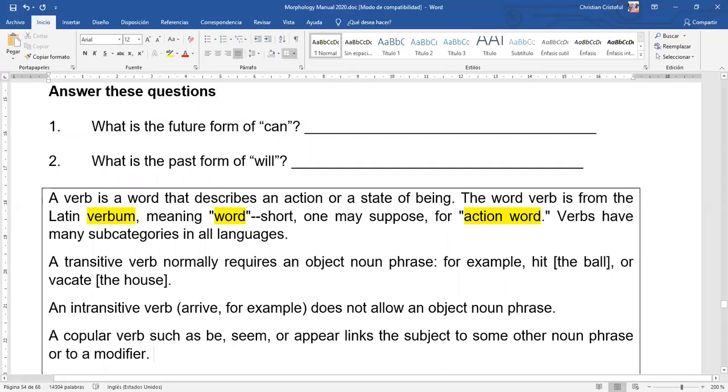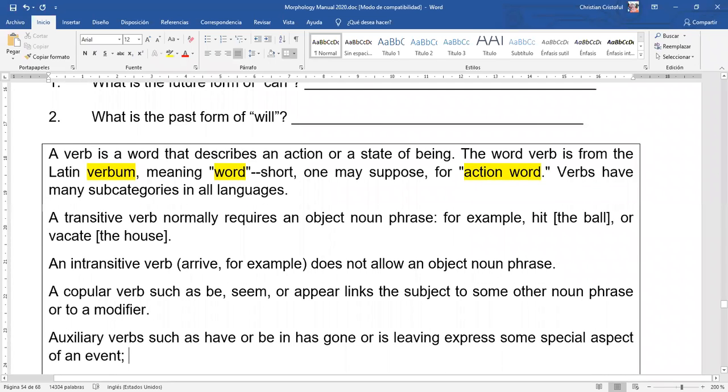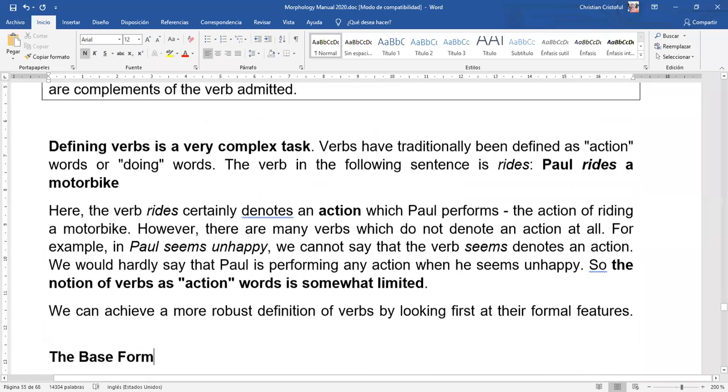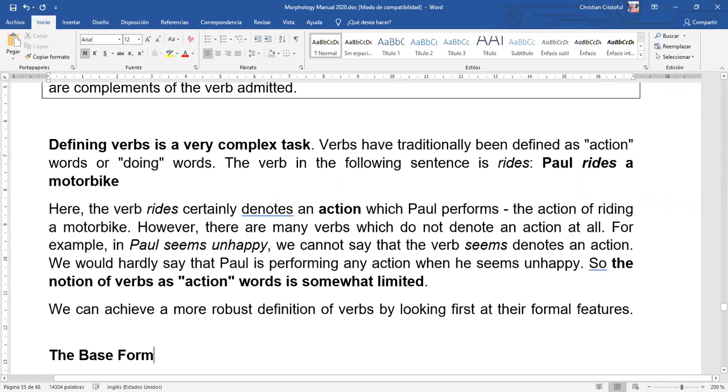Etymology of the word verb, from Latin, meaning word, short for action word, and then types of verbs: transitive, intransitive, copular, auxiliary, modal, impersonal. That's it. So as you can see, defining what a verb is is super difficult. Linguists do not agree on exactly how a verb can be defined. But verbs have traditionally been defined as action words or doing words. But that's an incomplete definition, because I have said that verbs are not only actions but also states.